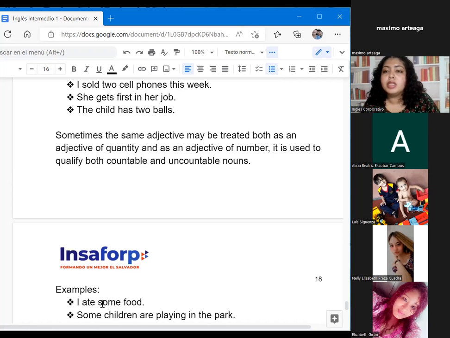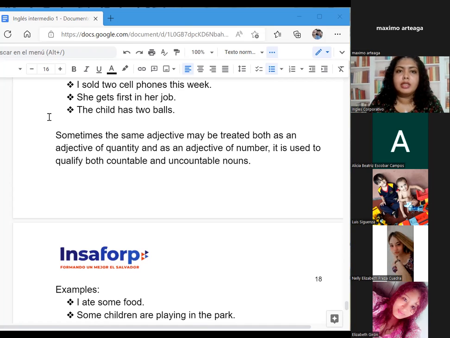En la primera vemos que es un nombre no contable. I ate some food. Comí alguna comida, pero no sabemos cuánta cantidad comió. En el otro es some children are playing in the park. Algunos niños están jugando en el parque. En ese caso sí los podemos contar, porque son personas, ¿no? But we can use some in both cases, because we can use it as an adjective of quantity and also as an adjective of number. So in that case, it is like that.